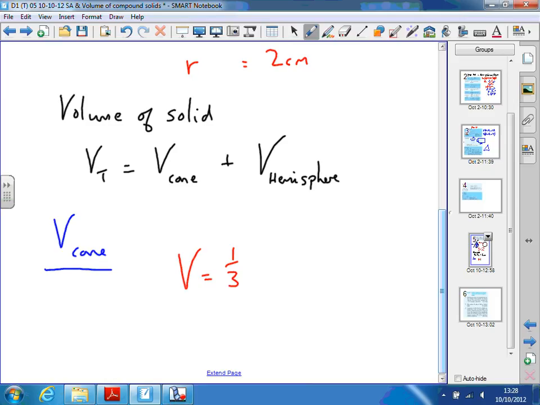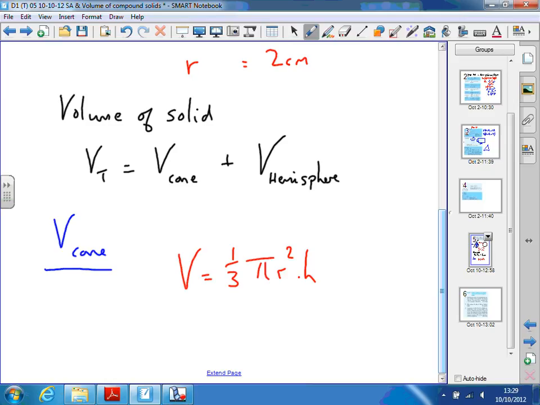I'll tell you, 1/3 pi r squared times the height. It's 1/3 of the volume of a cylinder of that height. And you can prove mathematically why that's the case. We're not going to worry about that here. The formula is just 1/3 of the cylinder that the cone is in, if you think about it.